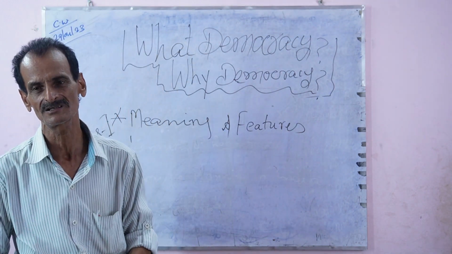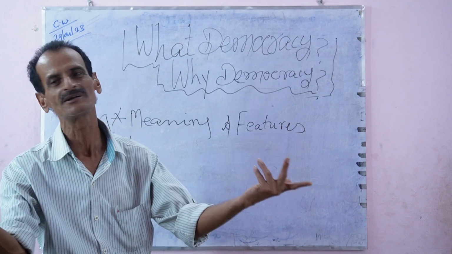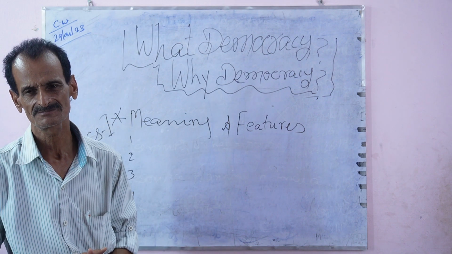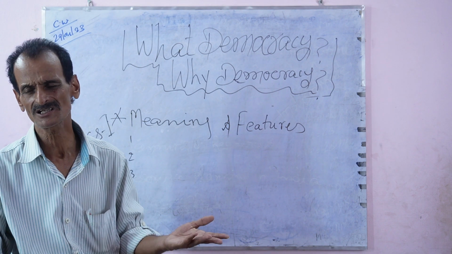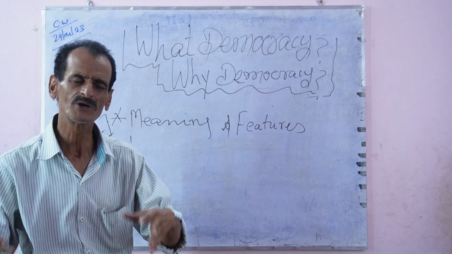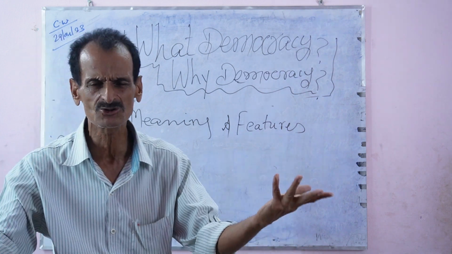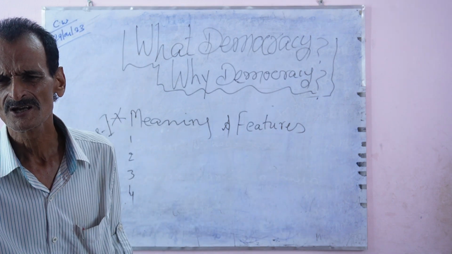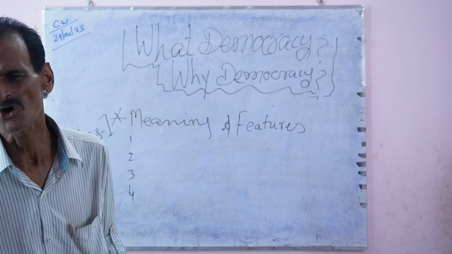Only one party is fighting. Only one type of candidate is fighting the election. So there is no real option. How can people choose? Which party to choose? Which candidate to choose? This type of choice is not available. Options are not available.